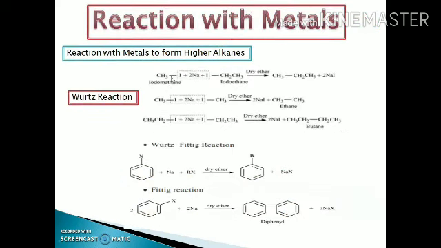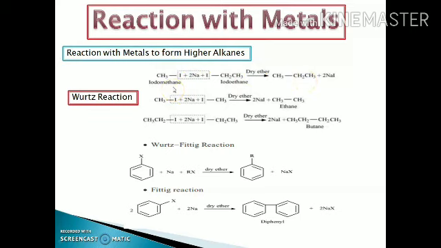The next chemical reaction is the reaction of alkyl halides or aryl halides with metals. Alkyl halides and aryl halides on reaction with different metals give higher alkanes. In case of the Wurtz reaction, two molecules of alkyl halide on reaction with sodium metal in the presence of dry ether give higher alkanes.